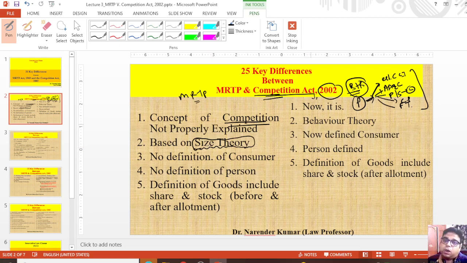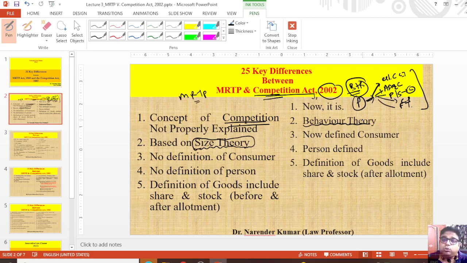Now, in the Competition Act 2002, the behavior theory, or behavior approach, is preferred, that is the behavior of the company. Let's suppose the company is holding 25% or more, or maybe 50%, share of the market. It is not per se bad. First of all, you have to prove that it is abusing its dominant position. But in MRTP, the scenario was different.